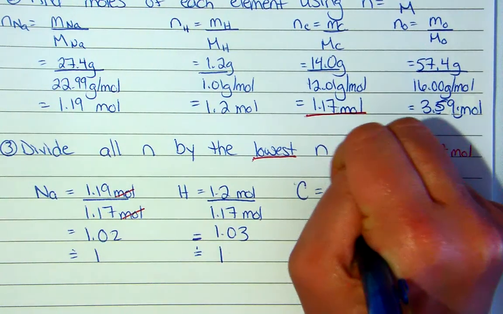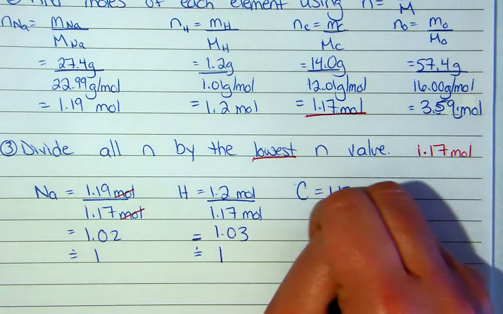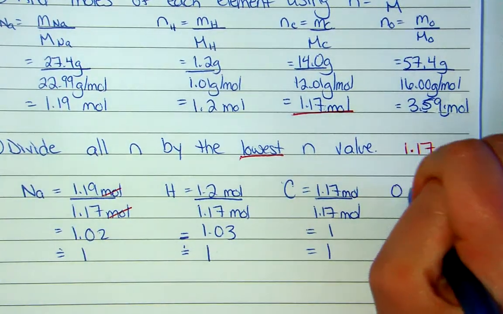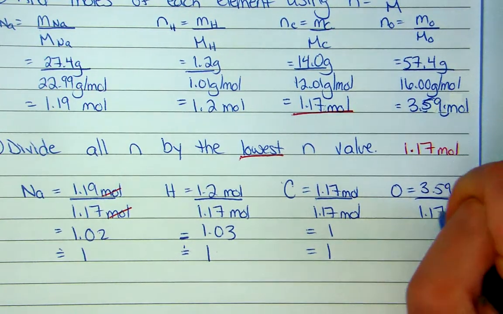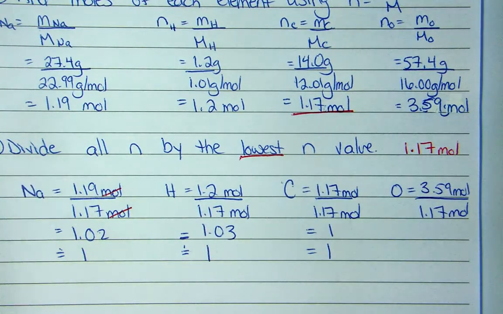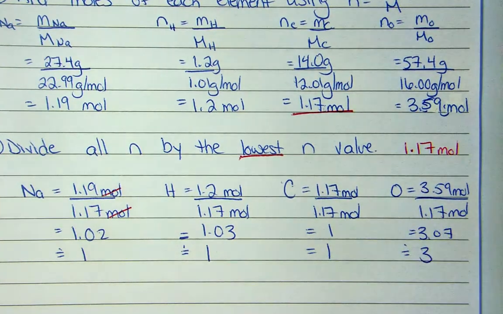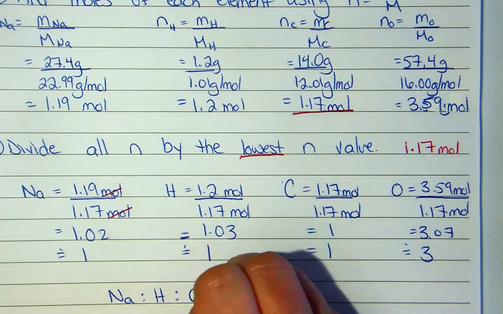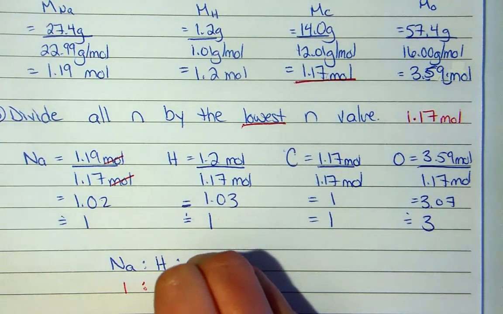Carbon, this one is going to be exact. 1.17 divided by 1.17 gives me 1. I'm going to write that again just so it's all in the same line here. And finally, oxygen, 3.59 moles divided by 1.17 moles gives me 3.07, which I'm going to round to 3. Now I see that the ratio of sodium to hydrogen to carbon to oxygen is 1 to 1 to 1 to 3.